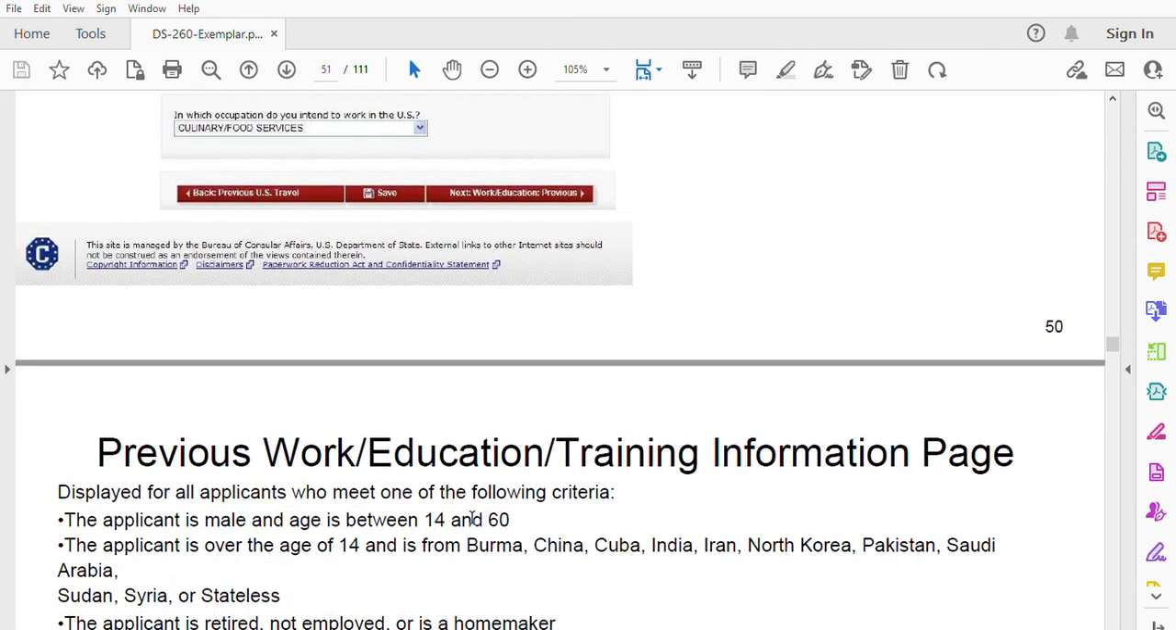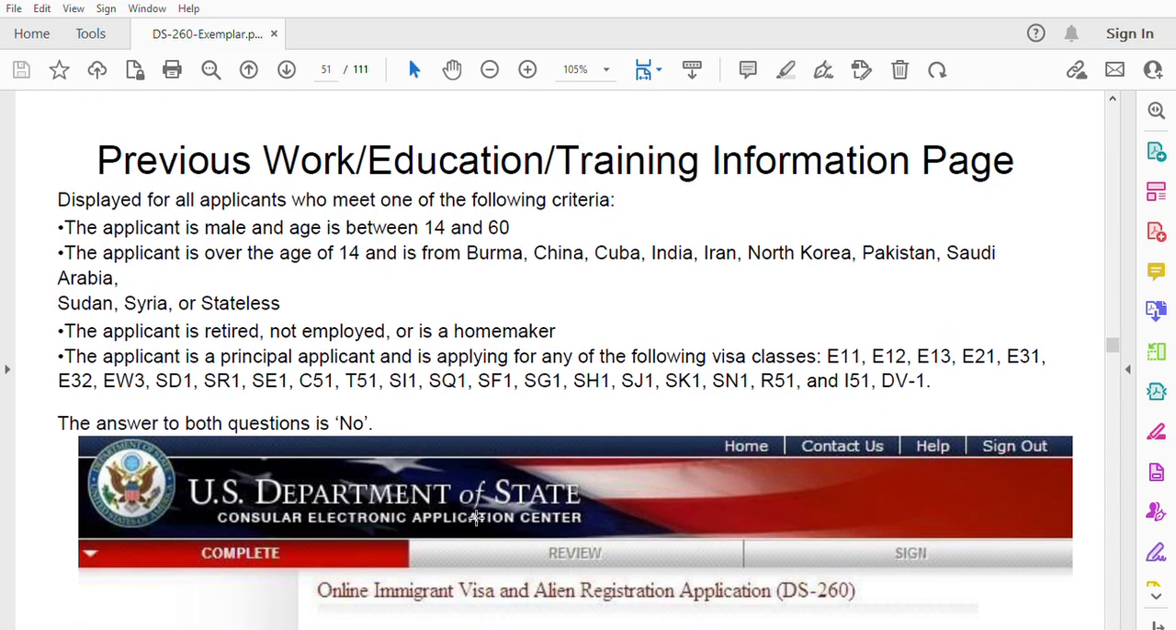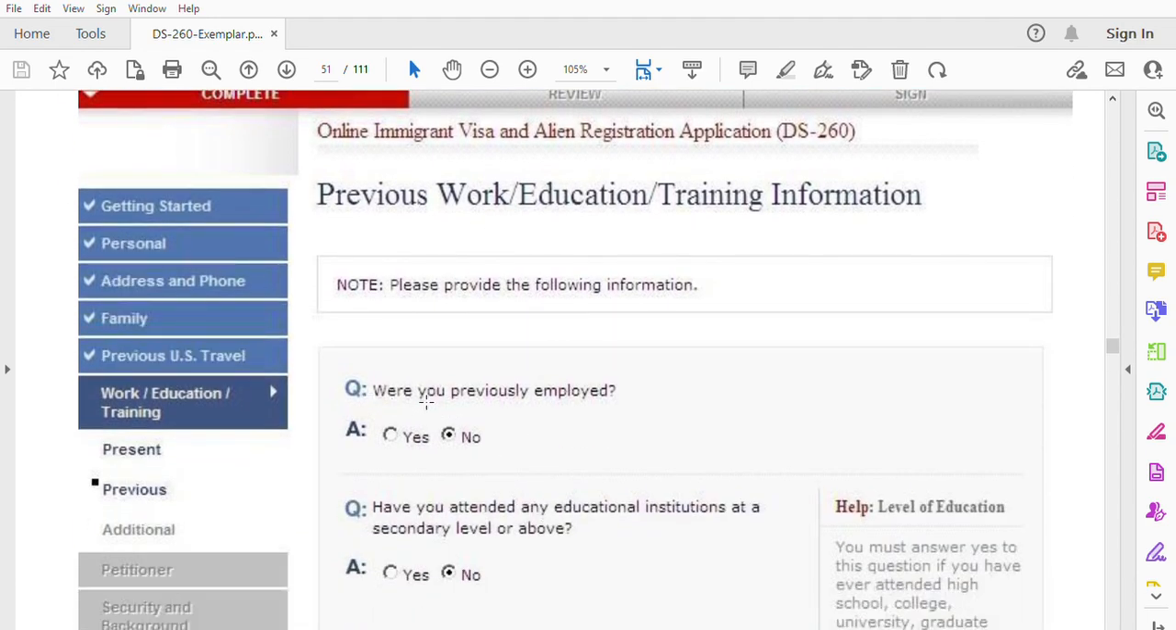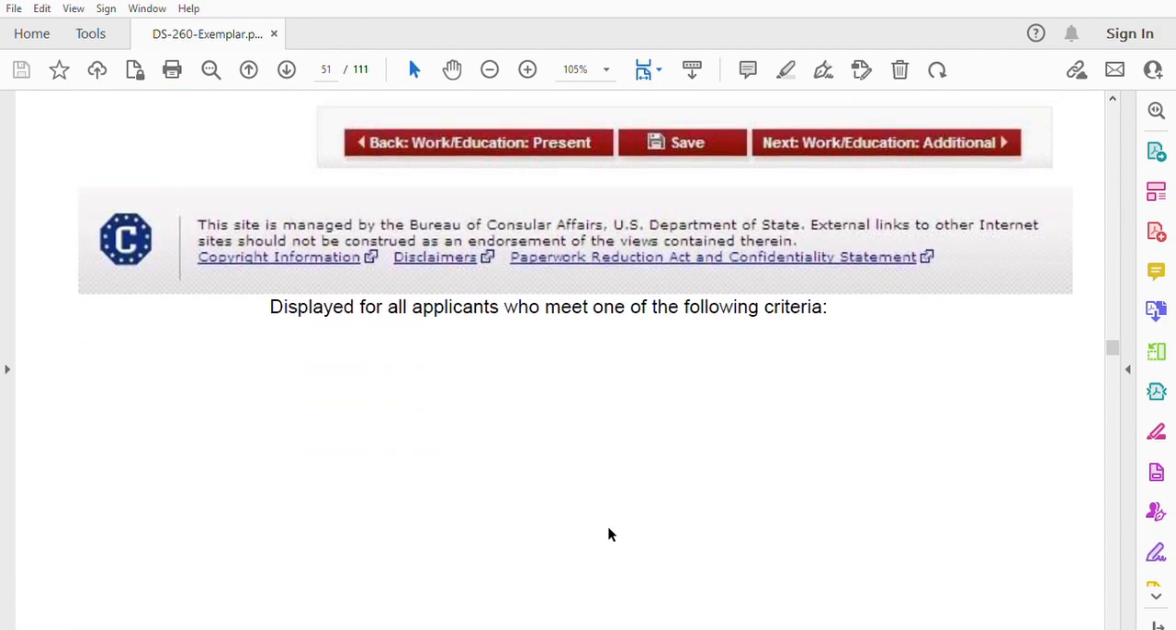So we have to go to the next page. Now we're gonna go to preview. We're still talking about that. Now, were you previously employed? It depends on your answer here, yes or no. Have you attended any educational institution at secondary level or above? You can answer yes or no. If you do, you're gonna go to the next page.